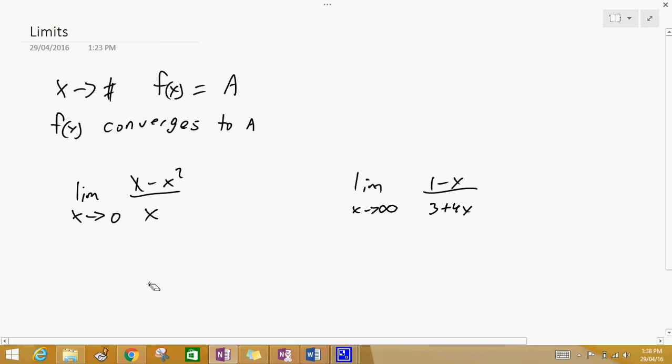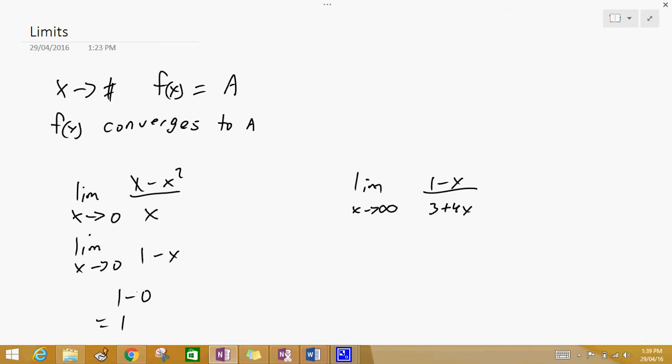Or to make our lives a little bit easier, we could just do a little bit of algebra. So for this particular problem, the limit as x approaches 0 of the function x minus x squared divided by x, we could do this. The limit as x approaches 0, well, x goes into everything in the numerator, so x divided by x is equal to 1. And negative x squared divided by x is equal to negative x. And now, if we put in our limit of x equals 0 into our function, we get 1 minus 0, which is equal to 1. And therefore, as x approaches 0, our function is equal to 1.